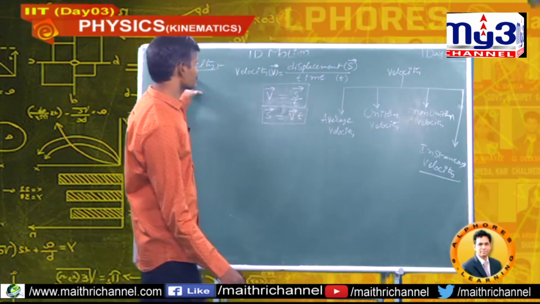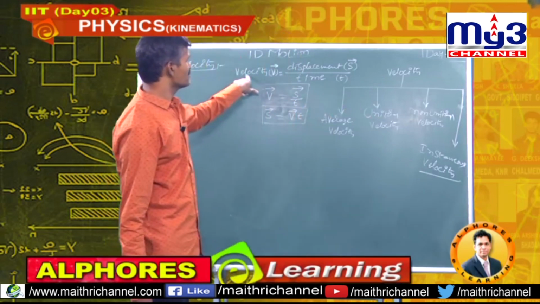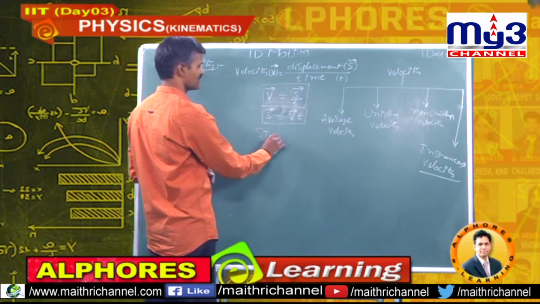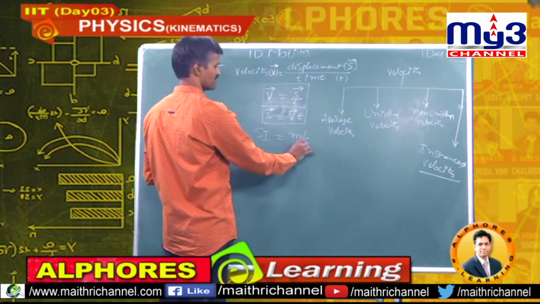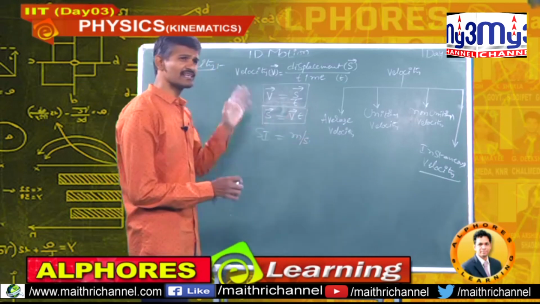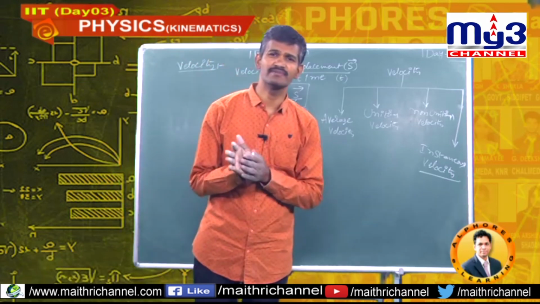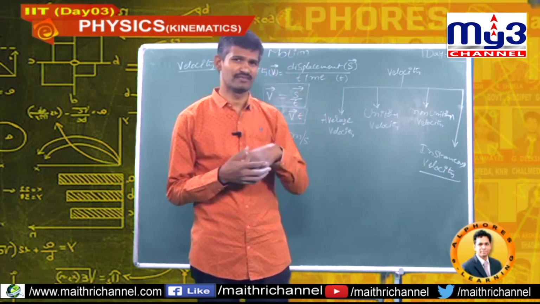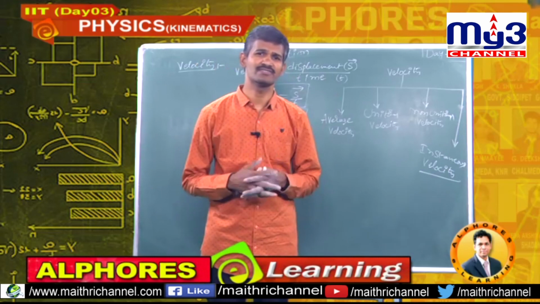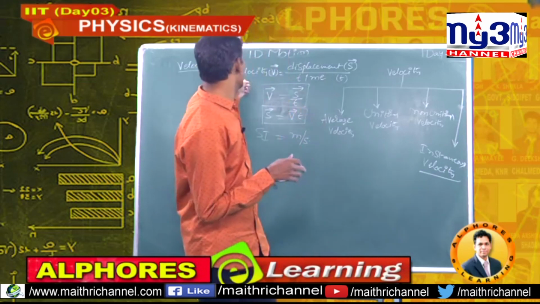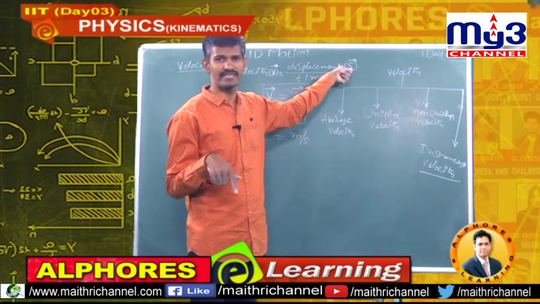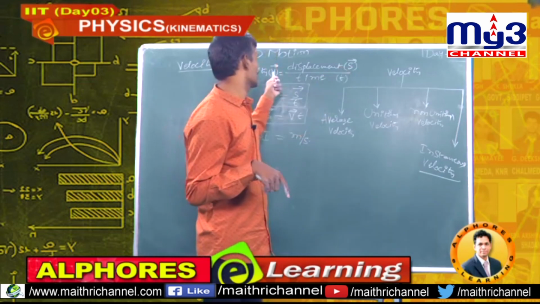So, what are the units of velocity? SI unit of velocity is meter per second. What is the basic difference between speed and velocity? Speed has no direction. The body can move in any direction, and that can be treated as speed. But in case of velocity, direction is important. In which direction the body is moving, that is important for velocity.